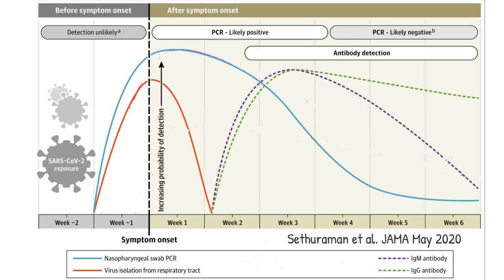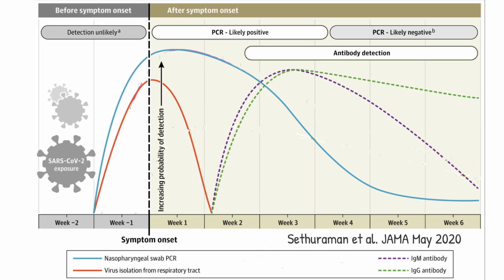RT-PCR will detect virus earlier than the antigen test, which is also depicted by the red line. But the problem with molecular tests is that they often remain positive for several weeks after live virus is no longer present. The RT-PCR is detecting residual RNA released from the dead virus. The antigen test, on the other hand, detects intact live virus, closely approximating the same red line.